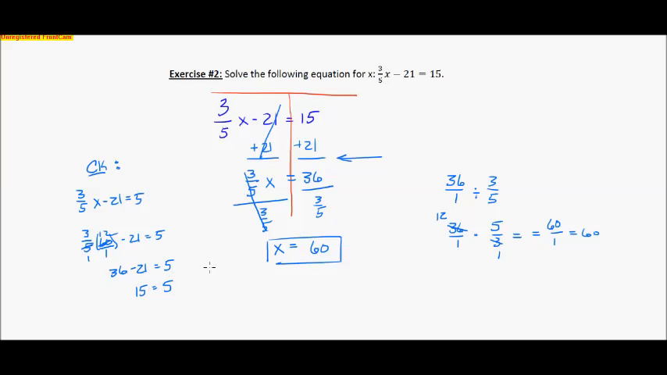Why didn't that work out? Oh, because I have a 15, not a 5 over there. Whew, that's good. Got a little scared there for a minute. Alright, so that should have been a 15 to begin with.